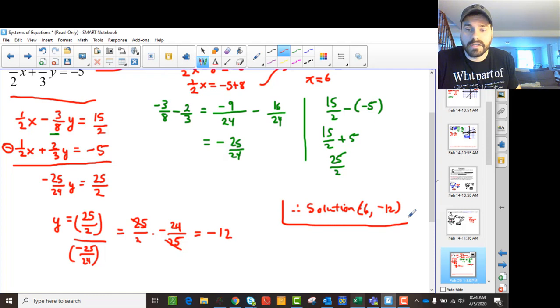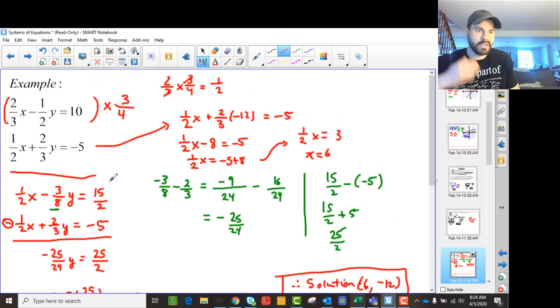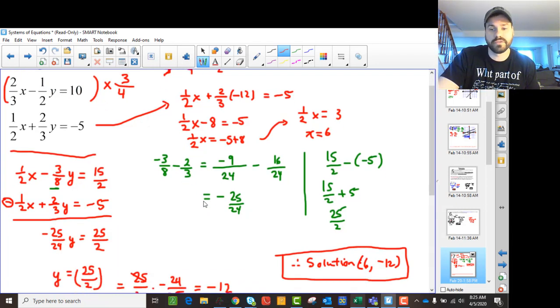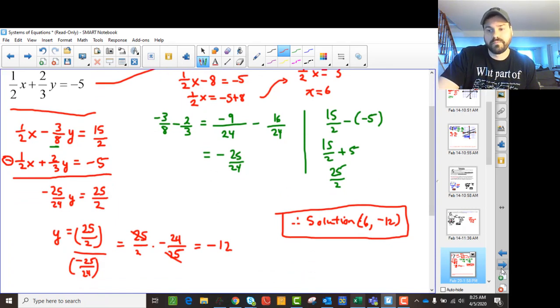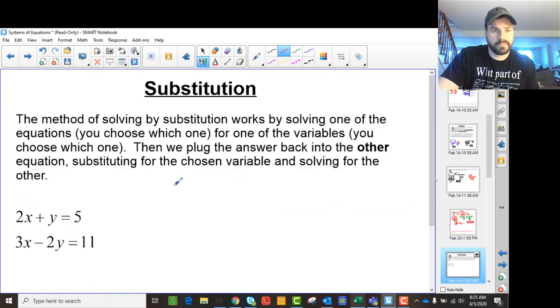Now, I can check my solution by plugging it back in here. 2/3 of 6. Well, 6 divided by 3 is 2. 2 times 2 is 4. So this becomes 4. And then plus 6, because it's half of 12, does give me 10. So I'm confident then that that's my solution. I know that that is then right. So that's the method of elimination.